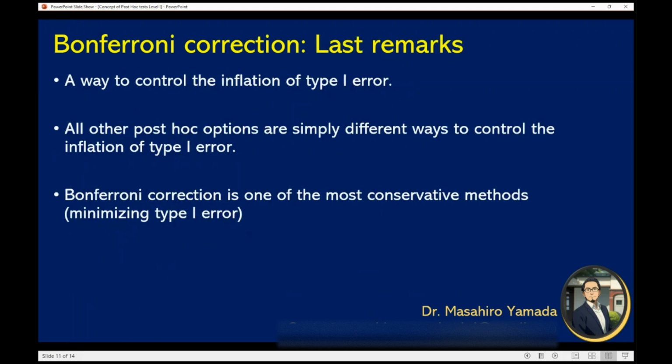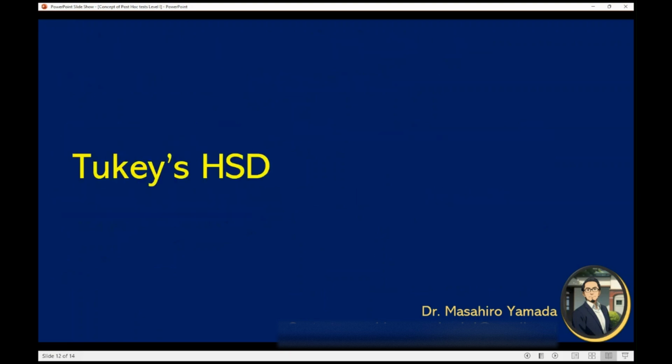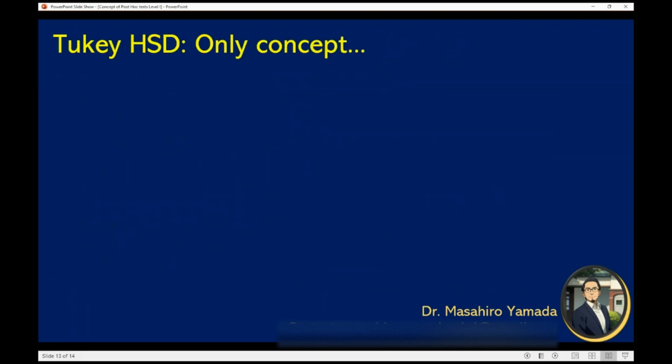The last message about the Bonferroni correction is that it is just a way to control the inflation of type 1 error, and all other post hoc tests you can learn are different ways to control the inflation of type 1 error. Pairwise comparison with Bonferroni correction has been criticized as too conservative. So the next one I'm going to introduce is Tukey HSD. I'm just going to explain the conceptual aspect.